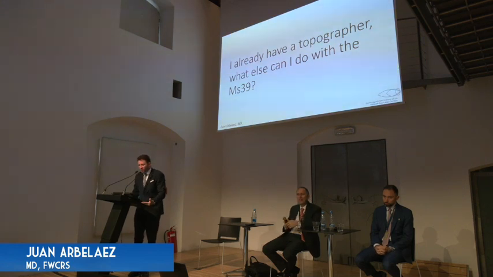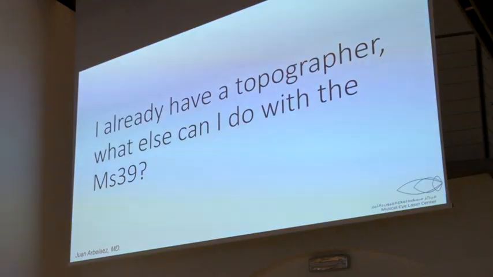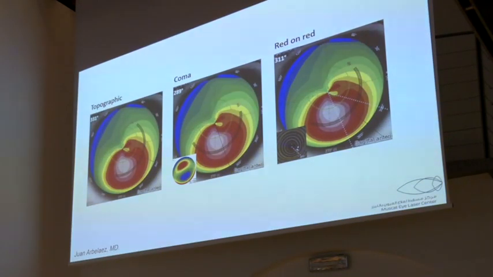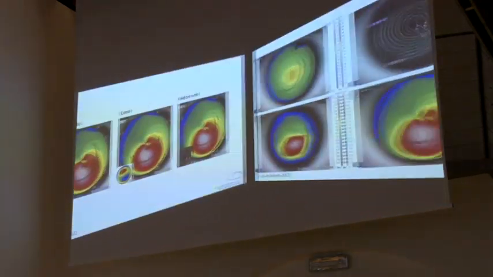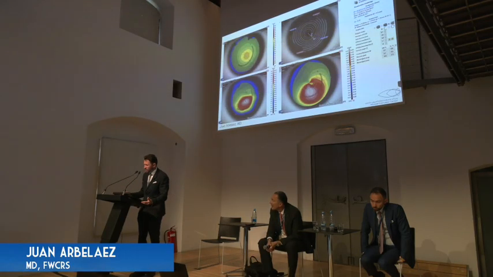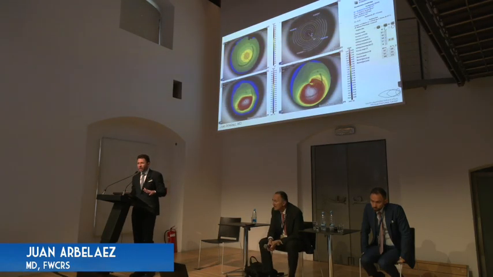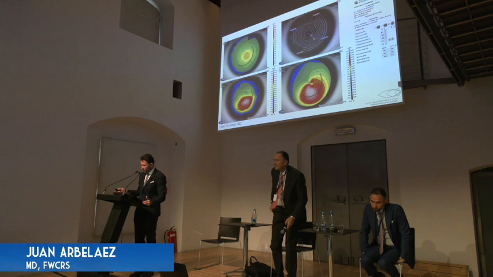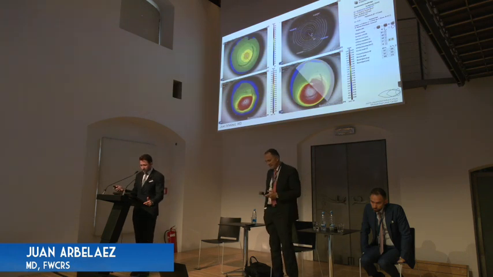So I already have a topographer. What else can I do with MS-39? Just screen for keratoconus? No. It's useful also to decide where we are going to implant rings or KERAs in the patients with keratoconus. We can use the different axes to decide where is going to be that bisecting line of the conus. And it has a very nice calculator that allows us to select where is going to be the incision, where is going to be positioned the ring, which diameter of implantation I want to decide to implant in these cases.